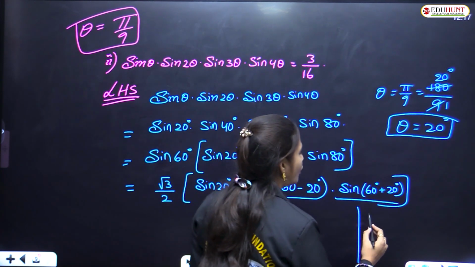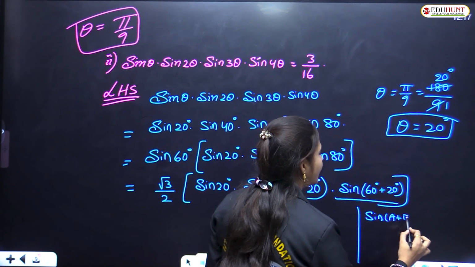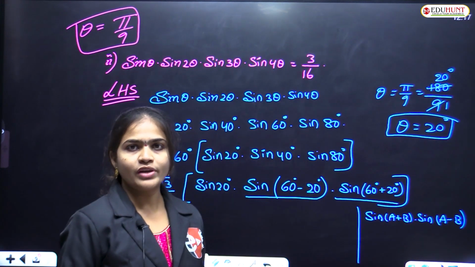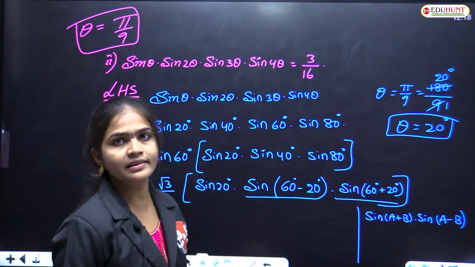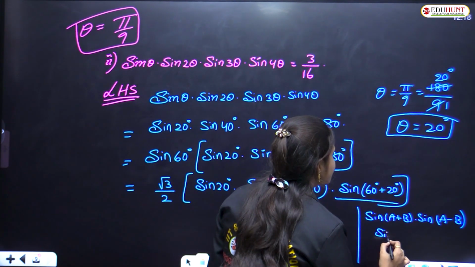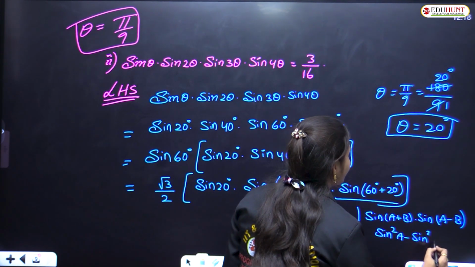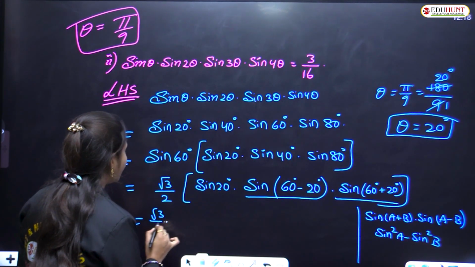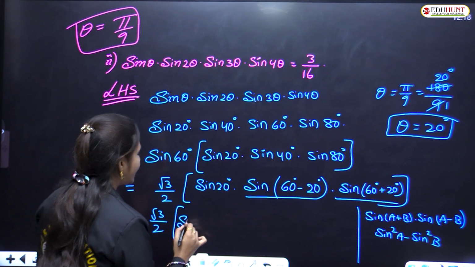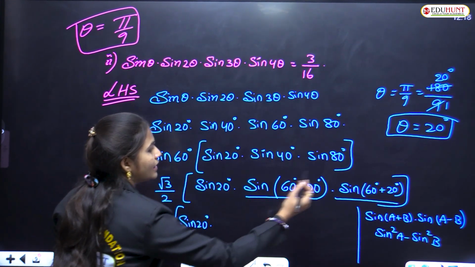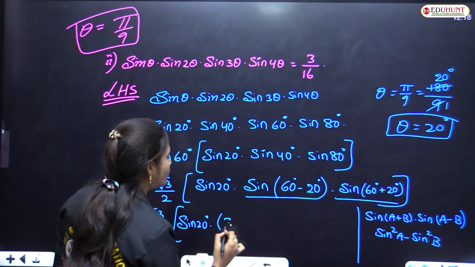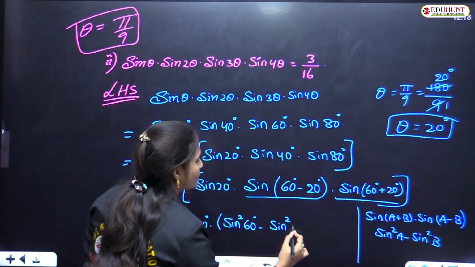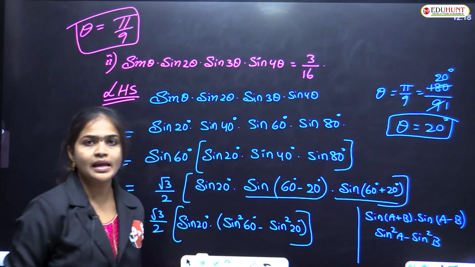So this is in the form of sin of A plus B into sin of A minus B. What is that formula? That formula we learnt in compound angles. So what is that formula here? Sin square A minus sin square B in terms of sin. So here root 3 by 2 into sin 20 degrees into, instead of this one, we can write that formula. So sin square A is sin square 60 degrees minus sin square 20 degrees. Am I clear to you?